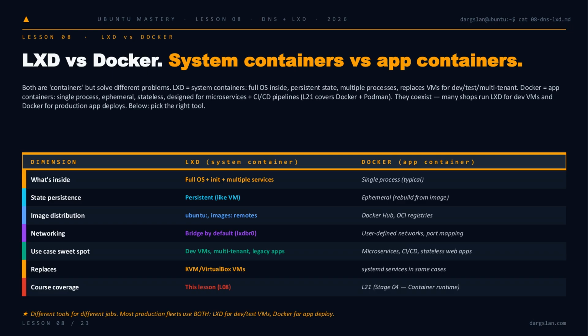LXD gives you a persistent machine, full init, multiple services, state that survives reboots, so it slots in where you'd otherwise spin up a KVM or VirtualBox VM. Docker gives you one process, ephemeral, rebuilt from an image every time, which is exactly what you want for microservices and CI pipelines. They're not competitors. Most serious shops run both. LXD for dev and multi-tenant workloads, Docker for production app deploys. We'll cover Docker properly in Lesson 21.